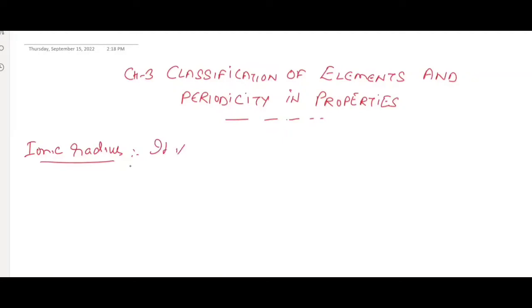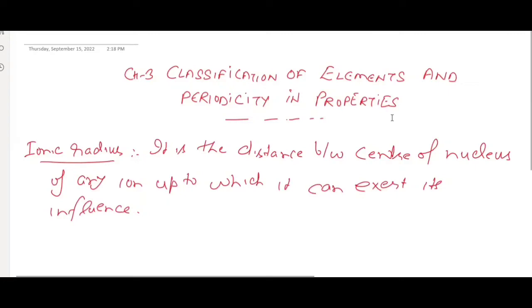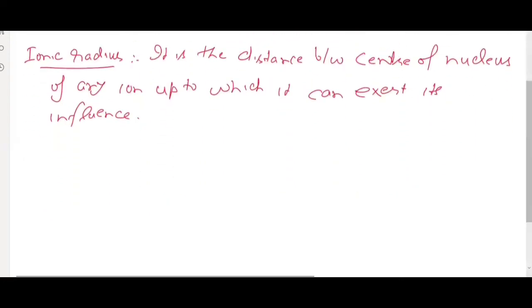So what is ionic radius? It is the distance between the center of the nucleus of any ion up to which it can exert its influence. That is, the distance from the center of an ion's nucleus to the place up to which it can create its influence. If it has a positive charge, up to where can it attract negatively charged things, and if it is negative, up to where can it attract positive ones. This distance is known as the ionic radius. This is called the ionic radius.